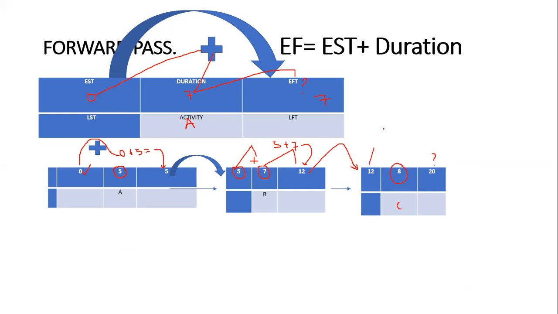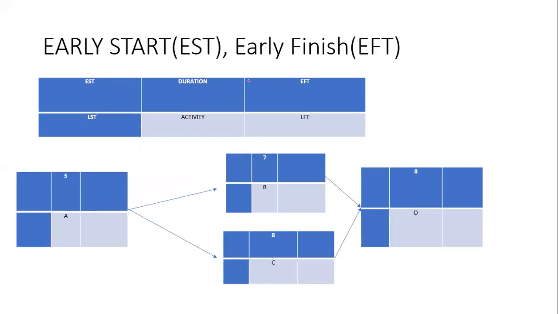So we are going to say 12 plus, remember we said our EST, which is 12, plus the duration. The duration of this one is 8, then we get 20. Are you seeing that? So that's how we do the forward pass. The forward pass in simple terms will be adding. Okay, don't forget that one. In our next lesson, we'll be doing a backward pass.